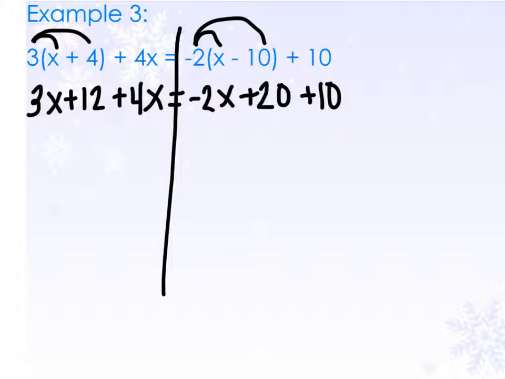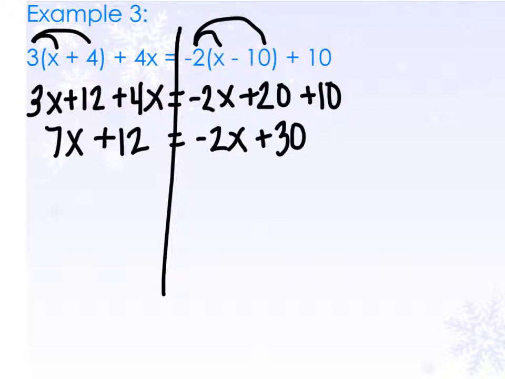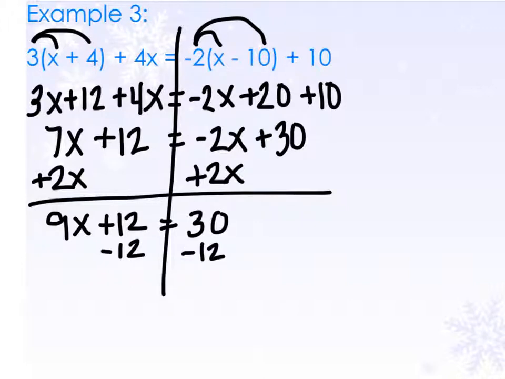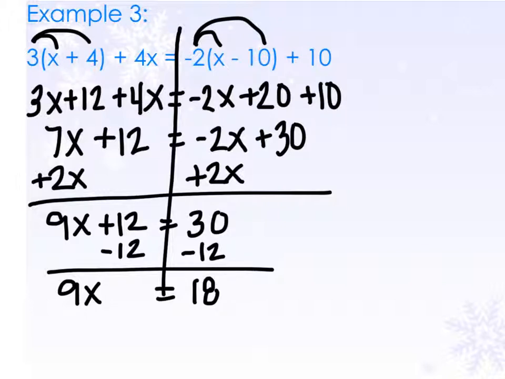Now I need to combine like terms on the left side and the right. On the left side, I see 3x and 4x can go together to give me 7x plus 12. And on the right side, I see that 20 and 10 can go together to give me positive 30. Now I'll add my 2x to start combining like terms across. This gives me 9x plus 12 equals 30. I can subtract 12 from both sides. This gives me 9x equals 18. To get x alone, I have to divide by 9, and I figure out x is equal to 2.